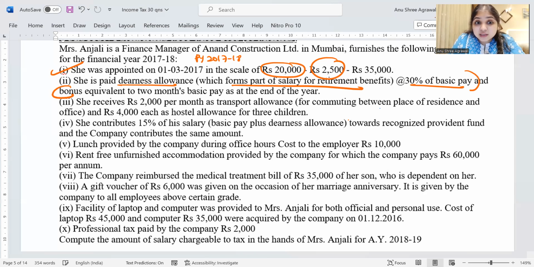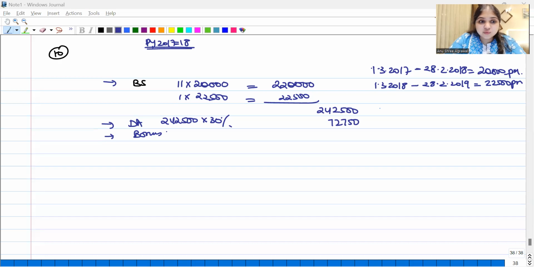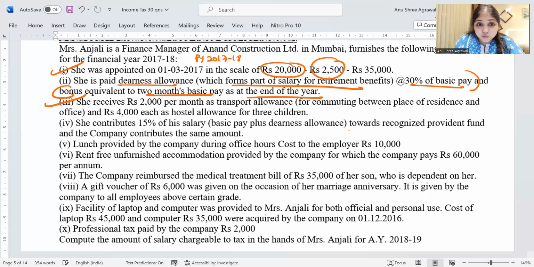Then she's getting bonus 2 months basic salary at the end of the year. Can you tell me, in the end of the year, what is his salary? 22,500 or 20,000. End of the year, it is 22,500, guys. So he's getting 2 months bonus at the end of the year. So 22,500 into 2, how much bonus is he getting? He's getting 45,000 bonus. Okay, this also understood.